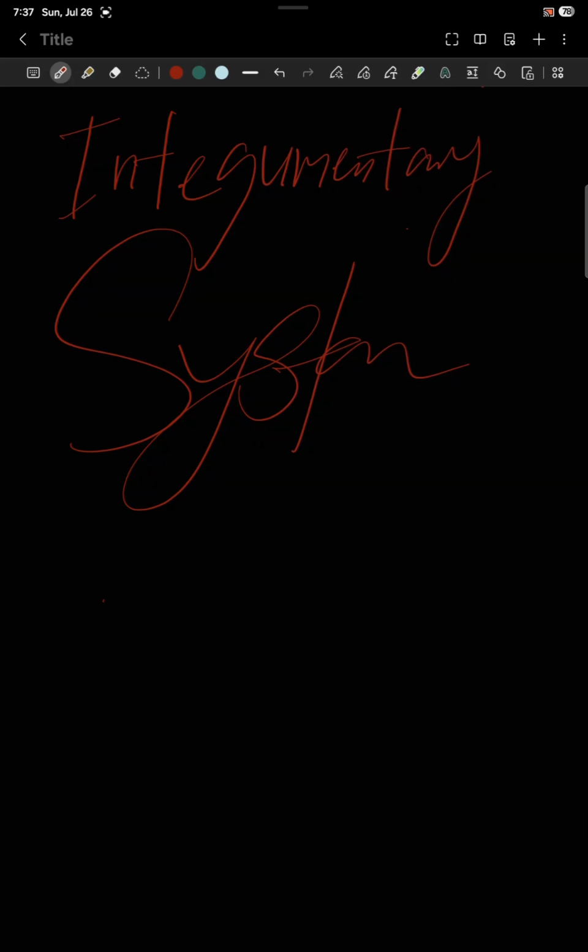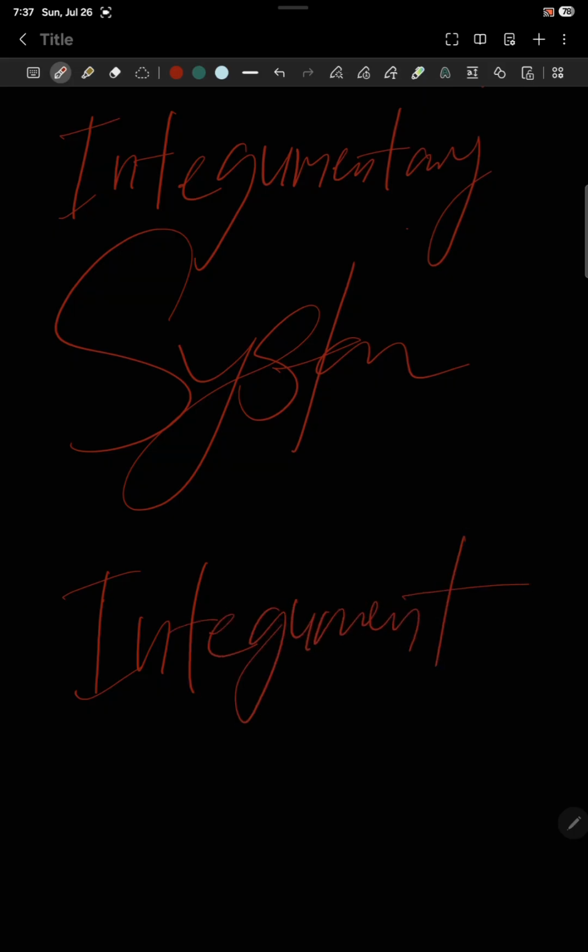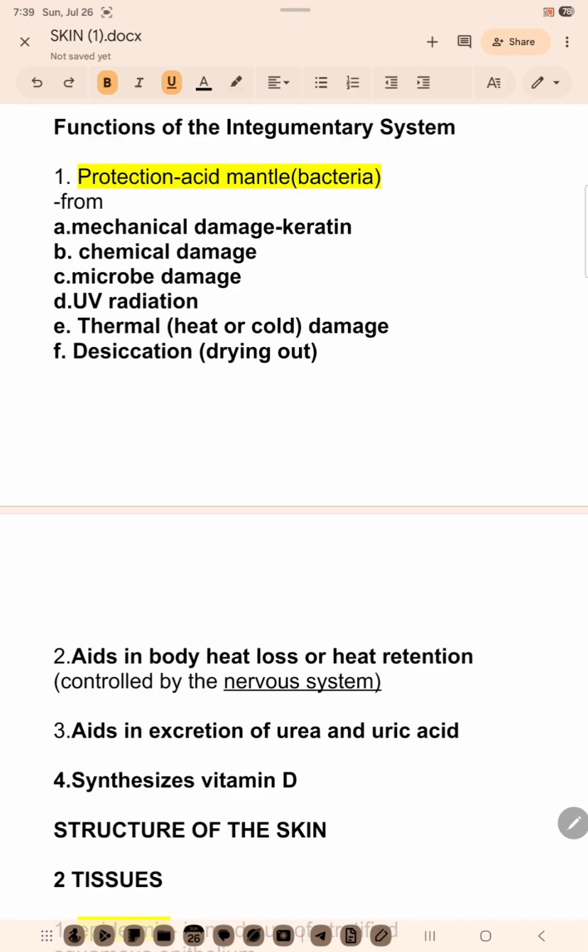So, integumentary is also called integument, which simply means covering. It performs a variety of functions. Number 1 is protection, the acid mantle, which protects us from bacteria, mechanical damage, chemical damage, microbe damage, UV radiation, thermal heat or cold damage, and desiccation, or drying out.